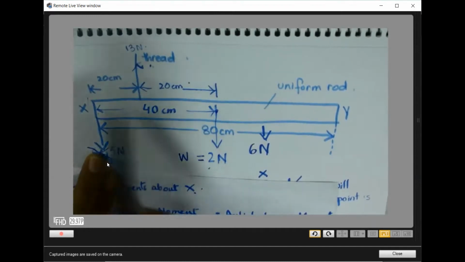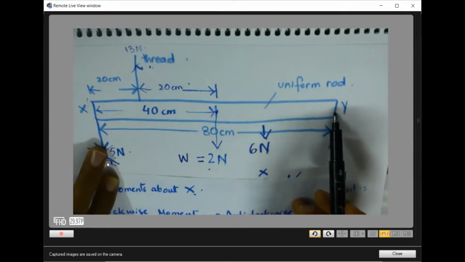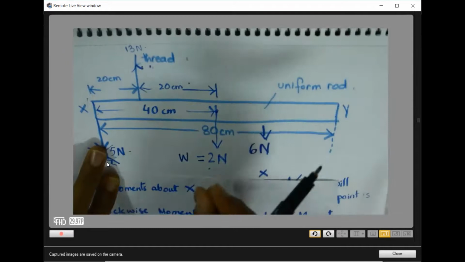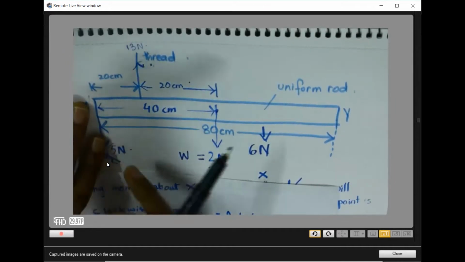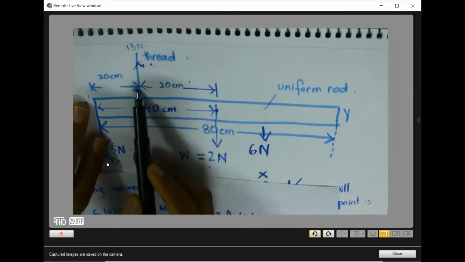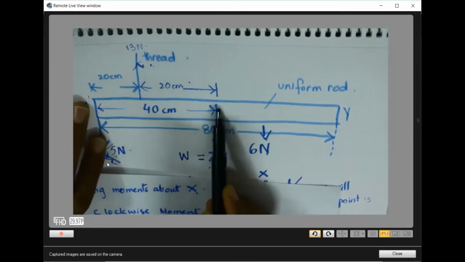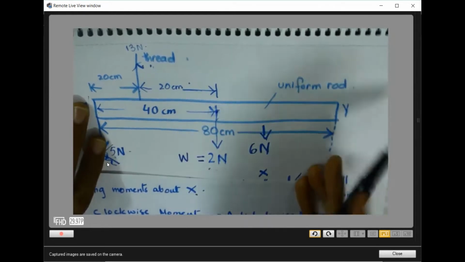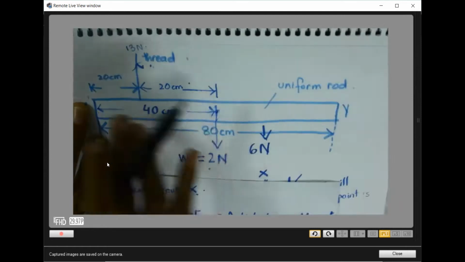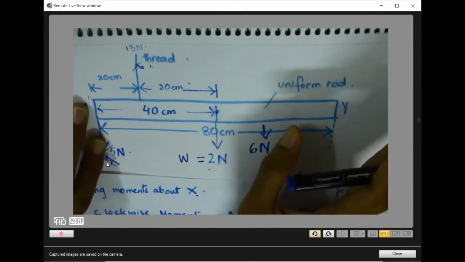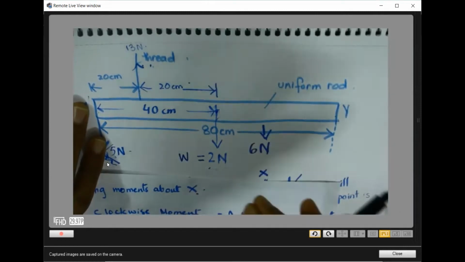Now, I will choose a pivot. Any pivot. You can choose any point. For now, I am choosing X as my pivot. Now you might have this question, what if I choose this thread as the pivot? Or what if I choose this center of mass as the pivot? Or what if I choose Y as the pivot? Yes, you can choose any of them. You will get the same answer. I can show you the working with different pivots, and I can show you that the answer is correct. If you want me to do that, I can.